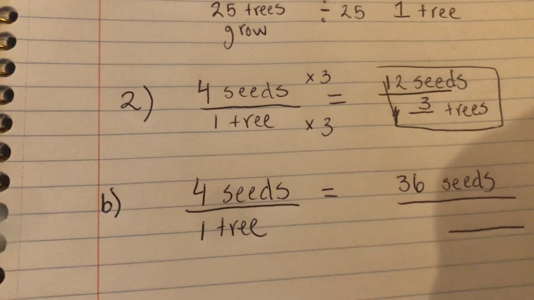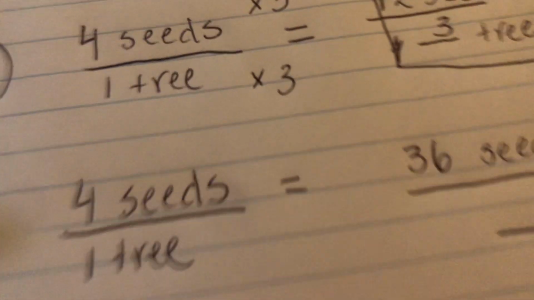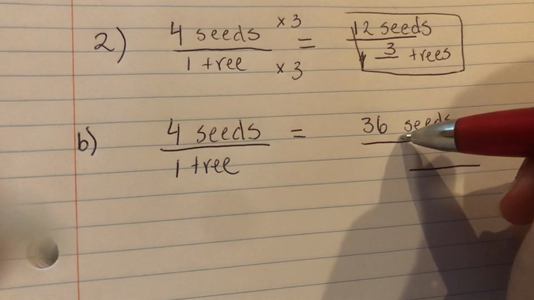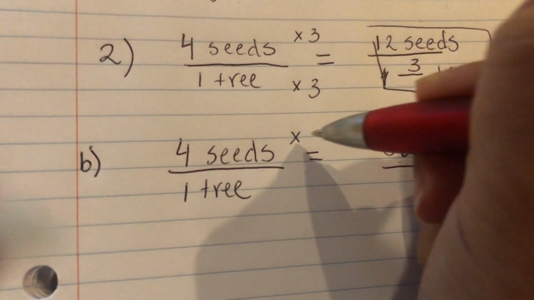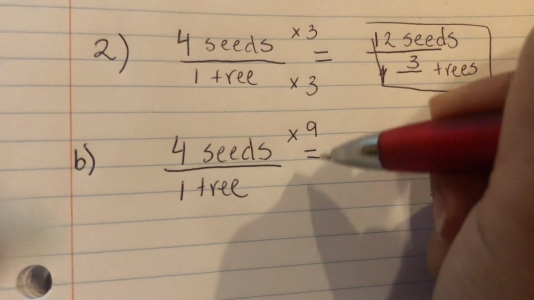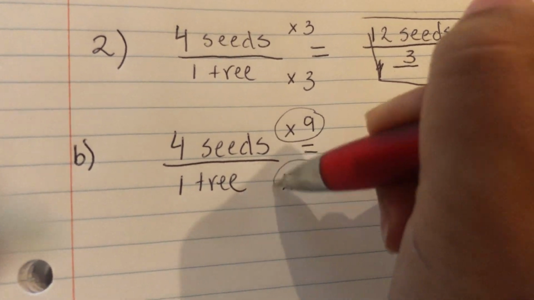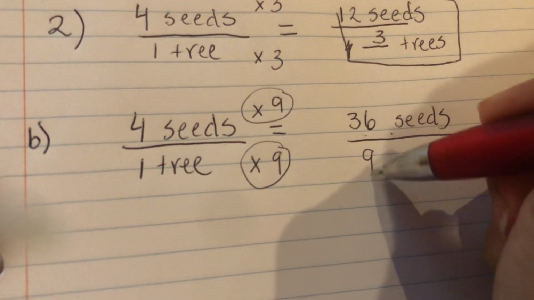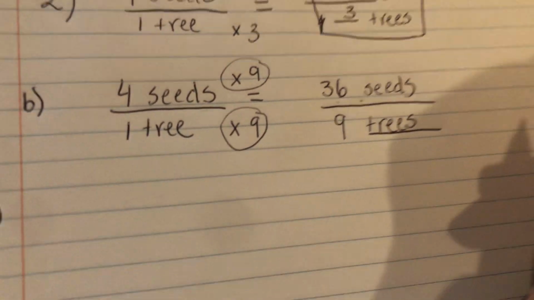So here's the most important part. I need you to pay very close attention to part B because there are 2 parts, right? First, how do I get from 4 to 36? That's going to be multiplying by 9. So if I'm multiplying by 9, that means with this proportion, I have to multiply by 9 at the bottom, which means for 36 seeds, 9 trees will grow.